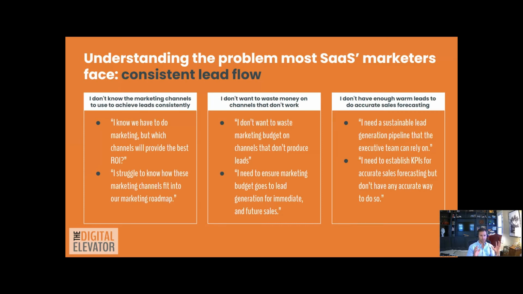So when we talk to marketers on SaaS teams or VPs of marketing, the problem that they express to us generally is consistent lead flow. And here are some of the pain points that we often hear. I don't know what channels to use to achieve leads consistently. Everybody knows they have to do marketing, but they don't necessarily know which channels will provide the best return on investment, right? SEO, content marketing, pay-per-click, social, software, lead generation platforms.